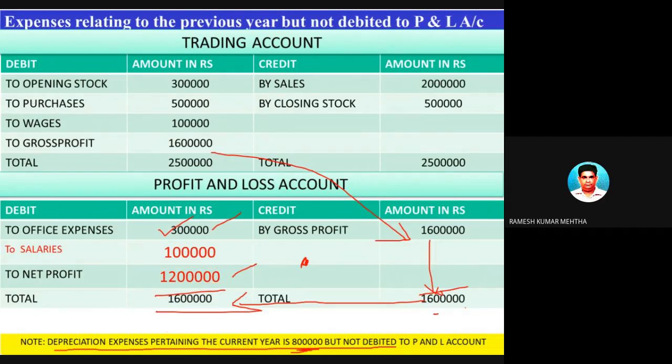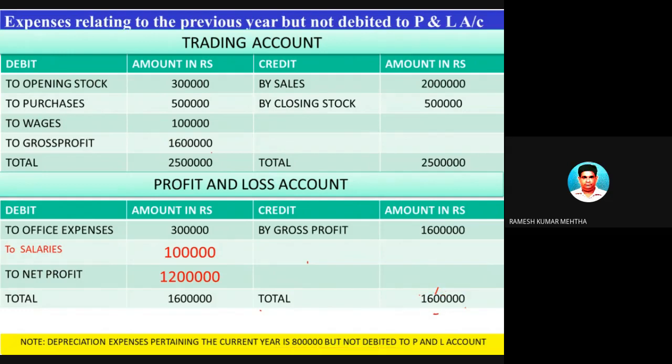So because of this, eventually the profit which has been calculated is wrong. There is an element of error. There is a mistake, and this is a grave mistake. So what should be done? We have to add here 8 lakh rupees as depreciation. So if I add one more expenditure, what will happen? When the expenditure increases, the profit decreases.